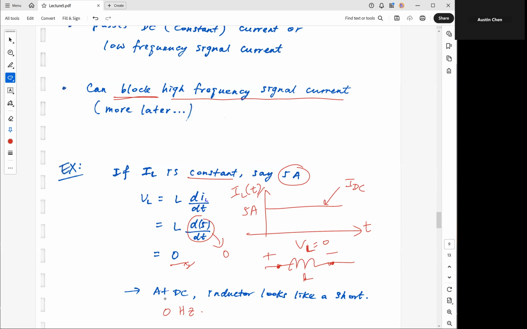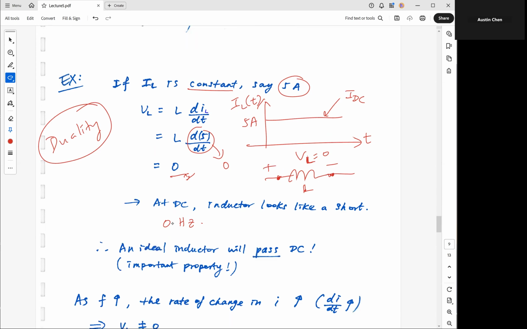That's all. So this presents an opposite behavior of a capacitor at DC. At DC, the capacitor behaves like an open, while the inductor behaves like a short. Duality.